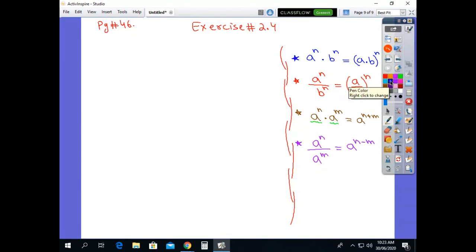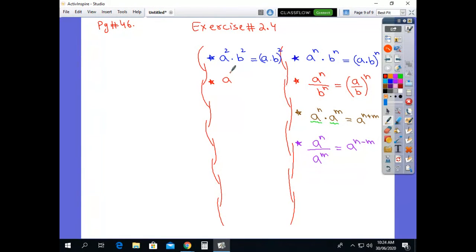Or simply again, in number form, if you understand: a raised to power 2 into b raised to power 2, we can write it as (a dot b) raised to power 2. Clear? Similarly, if we have a second one, a raised to power 5 b raised to power 5, that is, the powers are the same, we write a b in a multiplied form with a single power.